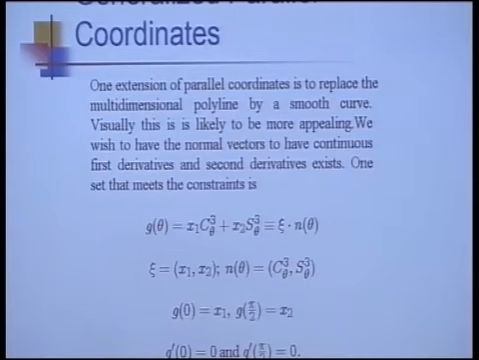One extension is to replace the polyline by a smooth curve, and for a number of reasons this is somewhat more appealing. One of the things we would like to do, though, is to have these normal vectors have continuous first and second derivatives so that they meet up smoothly. This is a transformation that does that.